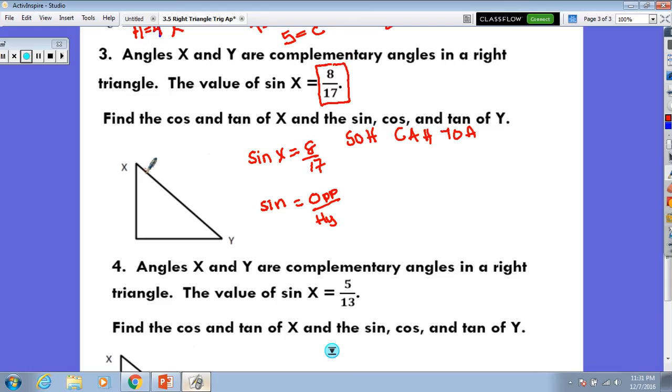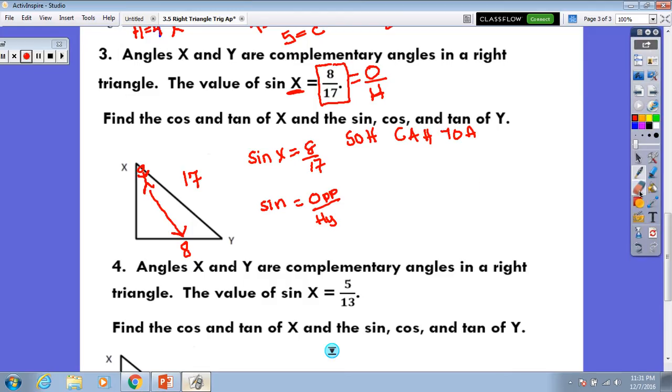Okay? So looking at it from X's perspective means I draw my stickman at X because that's the angle that we're referring to. The opposite side would be 8 because SOHCAHTOA is opposite over hypotenuse. And I now know that the hypotenuse is 17. So I just need to find this other missing side, and then we're ready to write all of our ratios. Writing our ratios is the easy part. We just have to do Pythagorean's theorem to find the missing side.